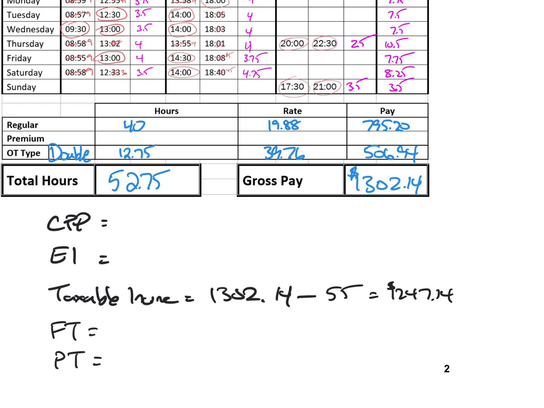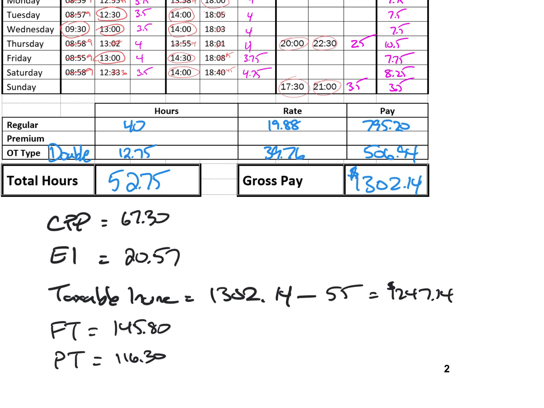So now we can go ahead and use the deduction booklet. CPP is $67.30. EI is $20.57. Federal taxes are $145.80. And the provincial taxes are $116.30.